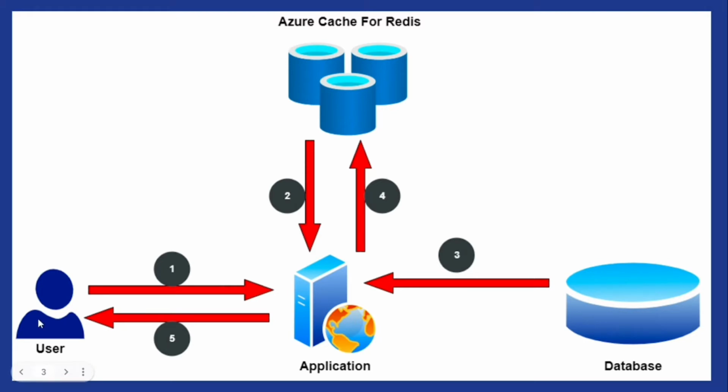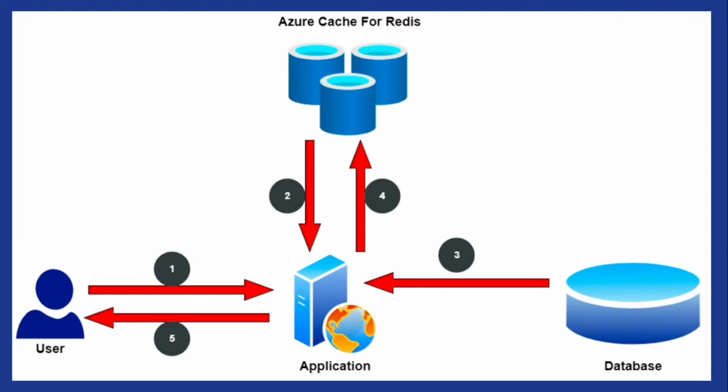So if some other user comes and requests the application, since the data is already stored in the Redis cache, it will be returned directly from the Redis cache to the user. So application performance will be increased.